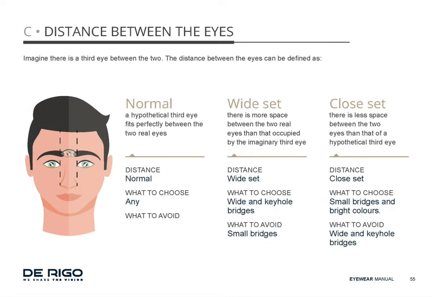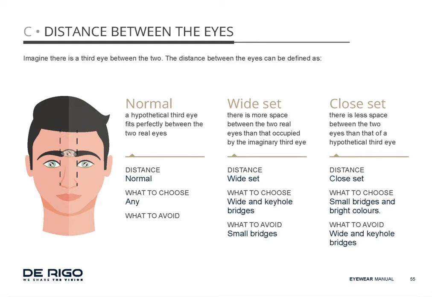Distance between the eyes. Imagine there is a third eye between the two. The distance between the eyes can be defined as normal, a hypothetical third eye that fits perfectly between the two real eyes. Wide set, there is more space between the two real eyes than that occupied by the imaginary third eye, and close set, there is less space between the two eyes than that of a hypothetical third eye.